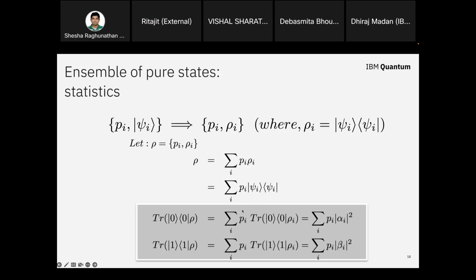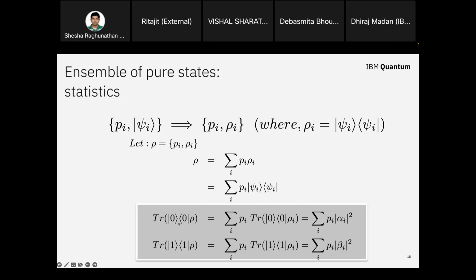In general, there are no constraints on what each rho I is. It's just the way you represent it. You could now start playing with it in terms of probability, the way you would do in the classical system. Now let's look at the statistics again.